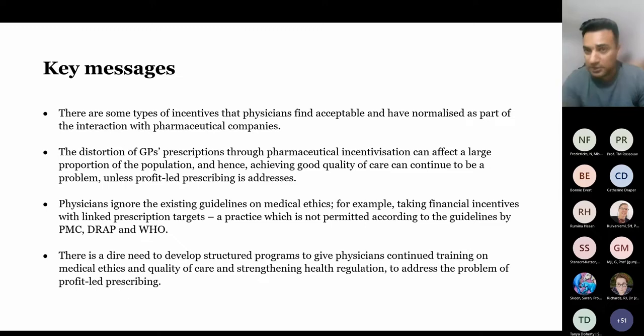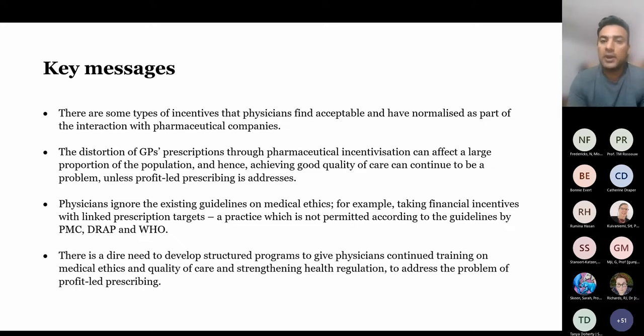Okay, so the most important aspect of our study is the exposition of the absence of quality of care parameters and how this allows GPs to give primacy to personal gains over patients' best interest. And we should also acknowledge that in Pakistan, the private health sector plays a very crucial role in delivering healthcare to almost 80% of the population.